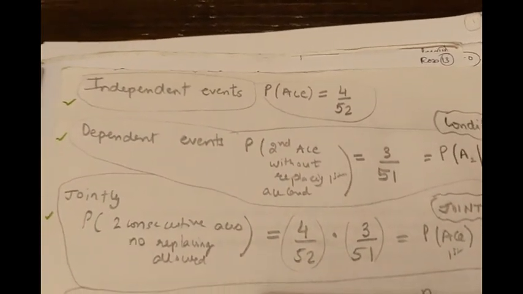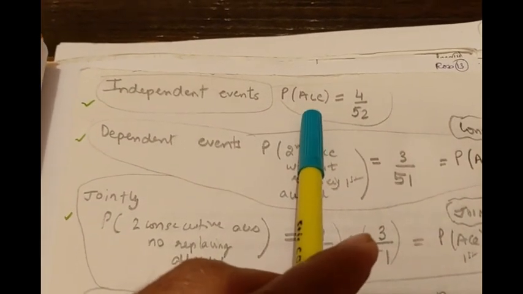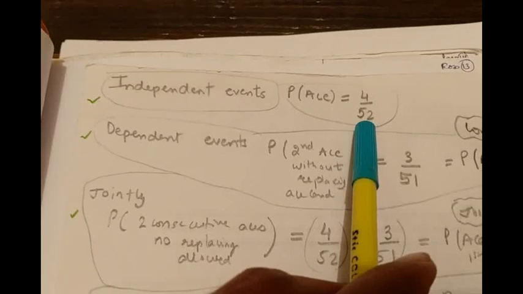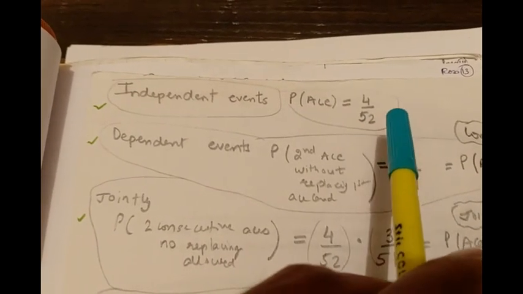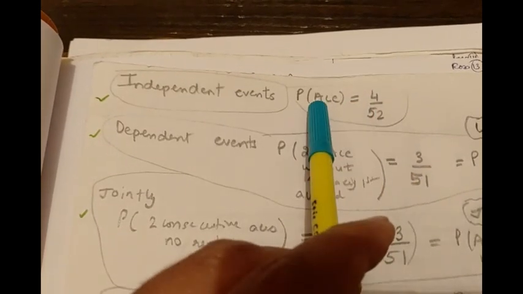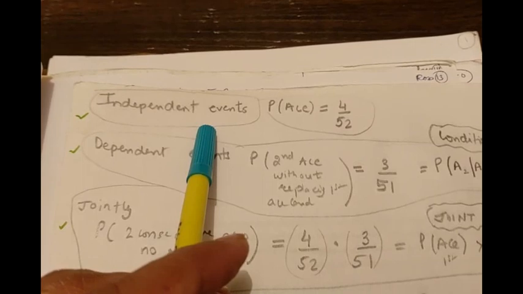Another can be an independent event. If we find the probability of pulling out an ace, it is 4 by 52 from a deck of cards which has 52 total cards, and there are only 4 aces, so the probability to pick out an ace is this. It is an independent event.